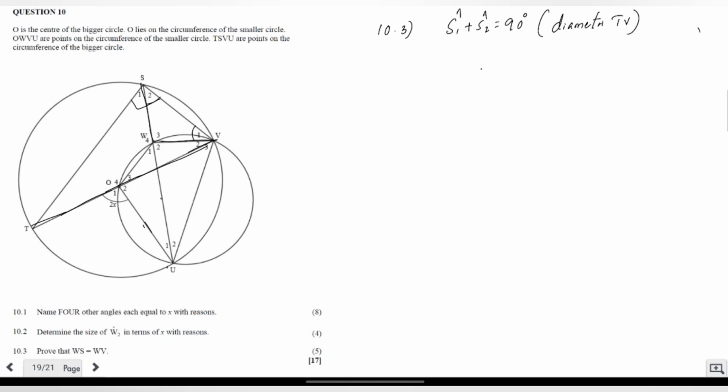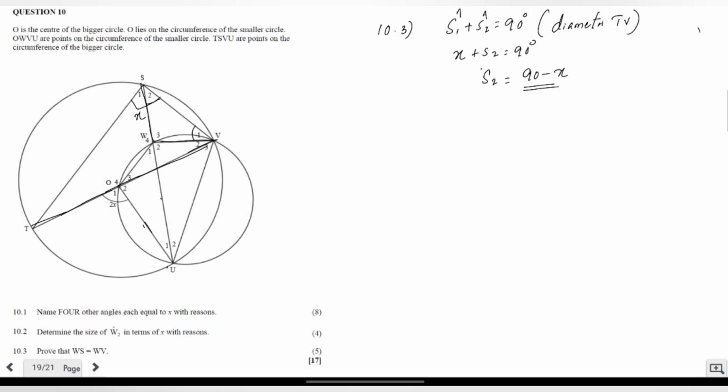Okay, and we already know S1 by angle at the circle. S1, we got it already, it is x, isn't it? In the previous question 10.1, we already did that one. S1 is x, so x plus S2 is equal to 90 degrees. Therefore S2 is equal to 90 minus x. Okay, so we got a value in terms of x for S2. Now check V1. If you get the same thing, then we are done, isn't it?